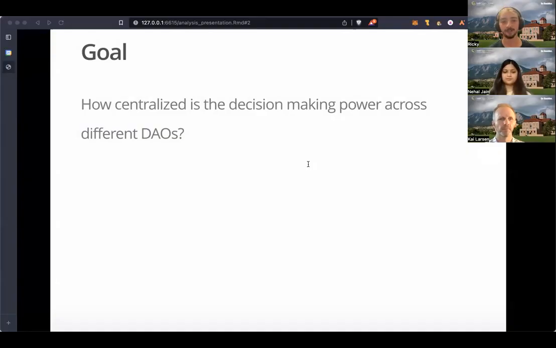Awesome. Yeah, let's jump right into it. For today's analysis, we'll be diving into the question of how centralized the decision-making power is in practice today across a number of different DAOs.